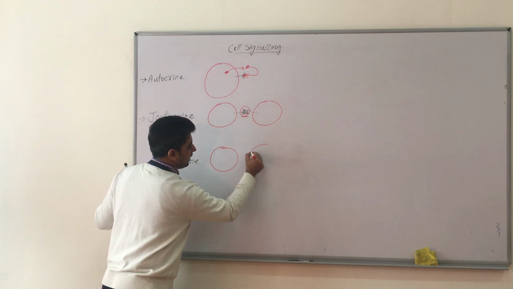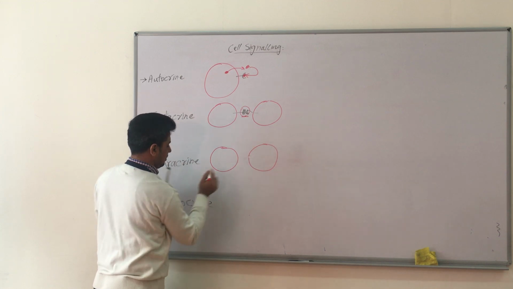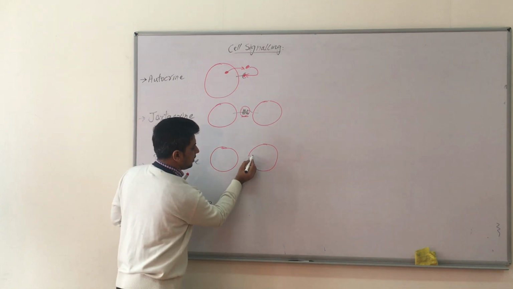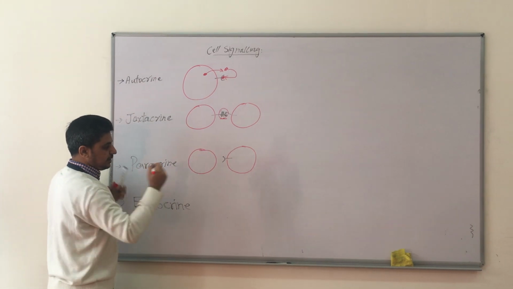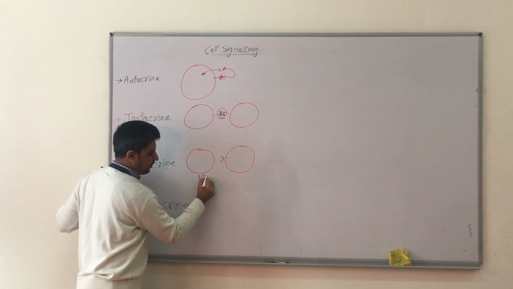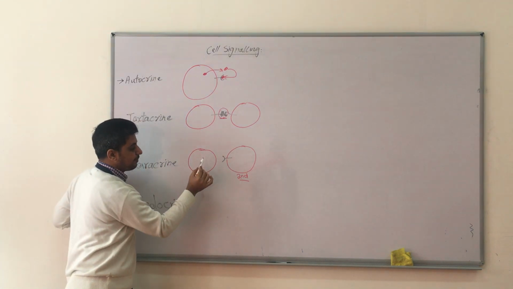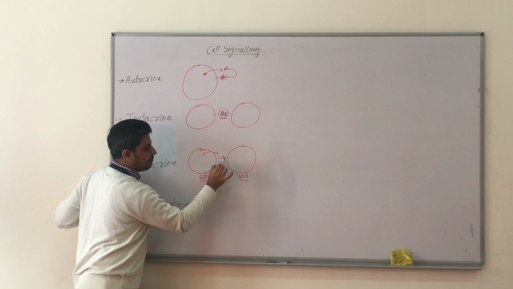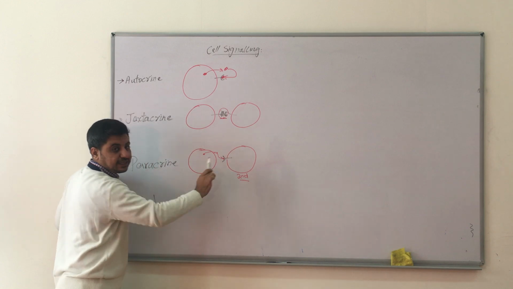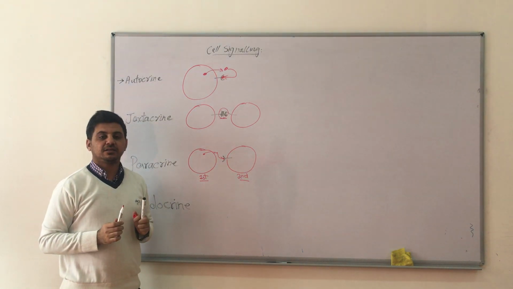here we have one cell and this is a neighboring cell. This neighboring cell has a receptor like this. So this is the first cell and this one is the second cell, the neighboring cell. Here a signal will be produced, given off, and then accepted by the neighboring cell. These cells are not connected to each other.